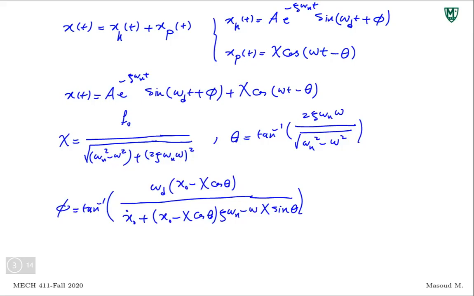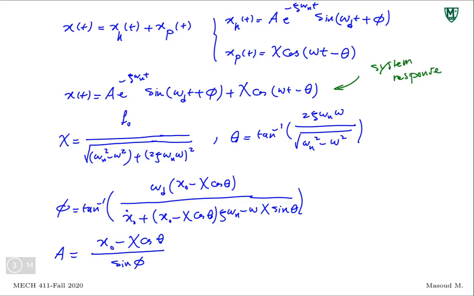And A, for that matter, would be relatively simple: X naught minus x cosine theta divided by sine phi. So you need to find phi first to be able to find theta. So this is a pretty good length set of equations. Keep in mind the system response is this, right? With all these constants.